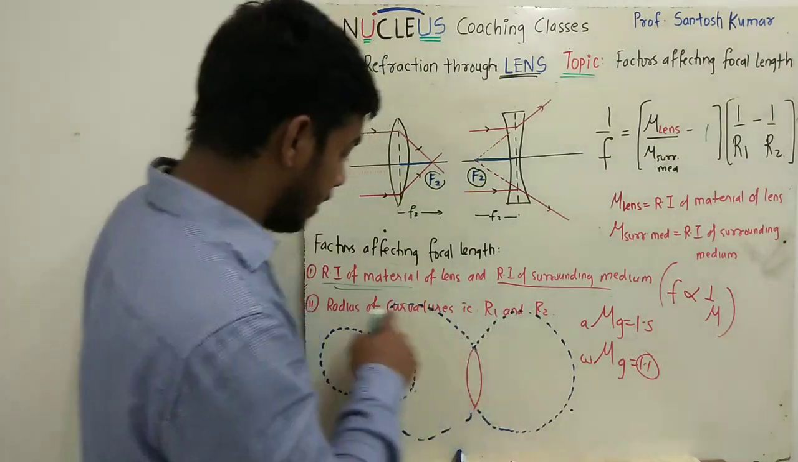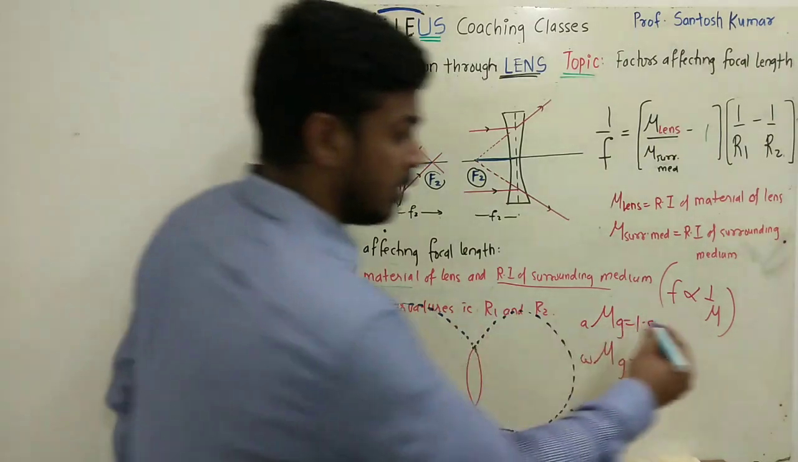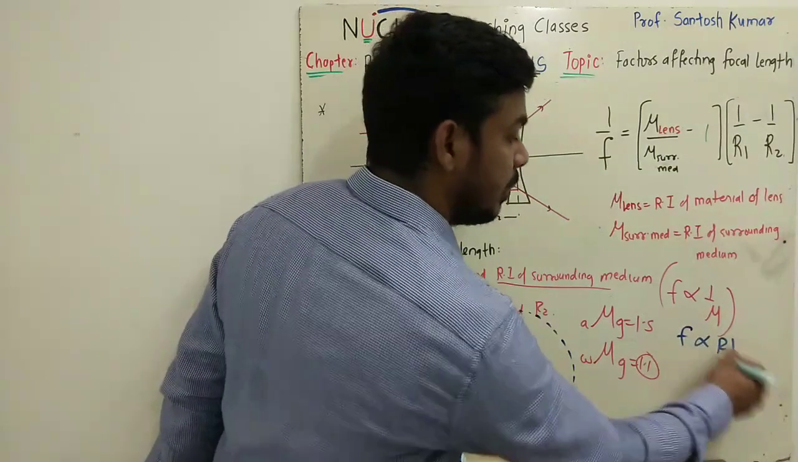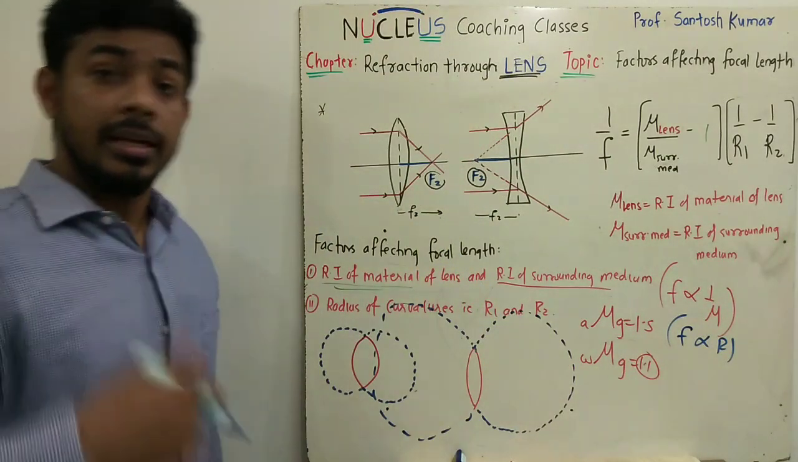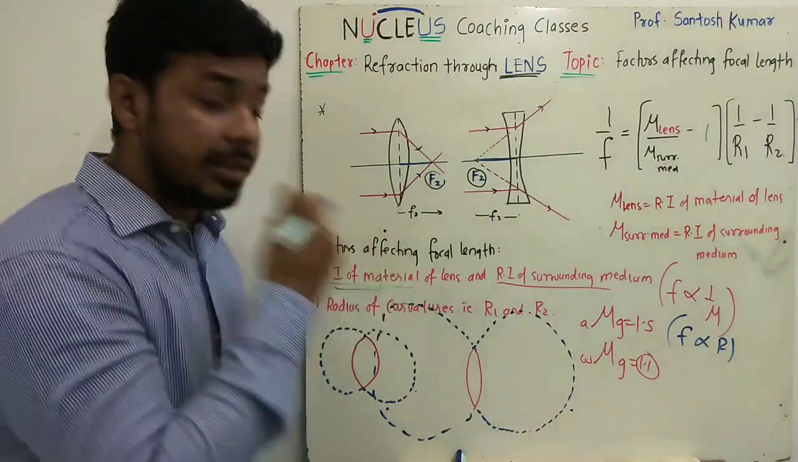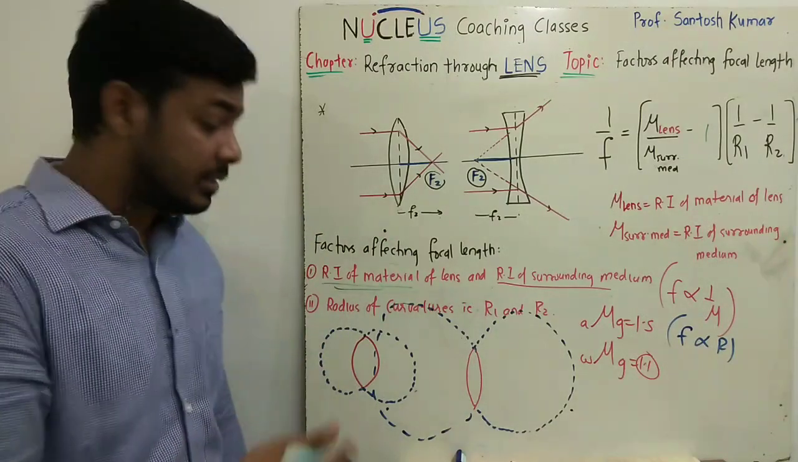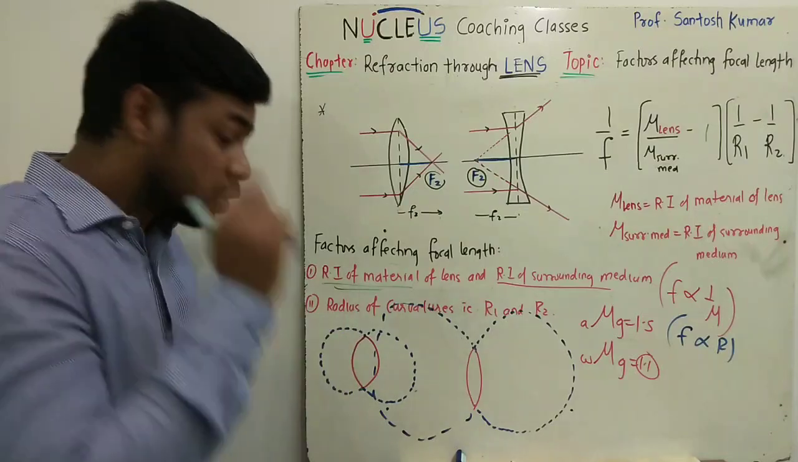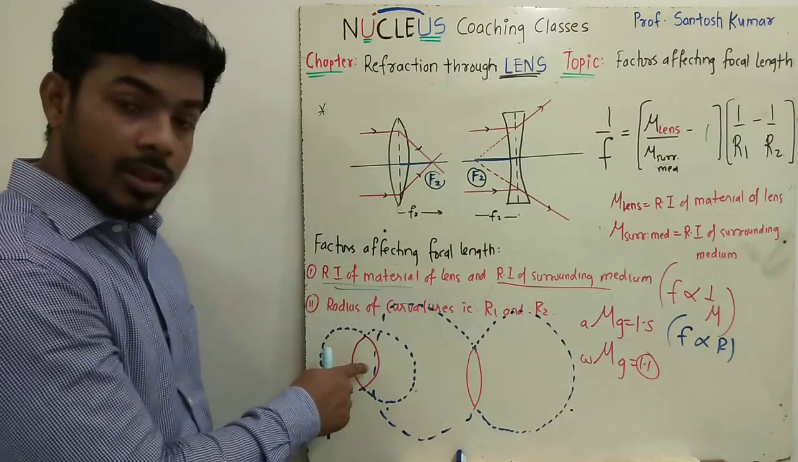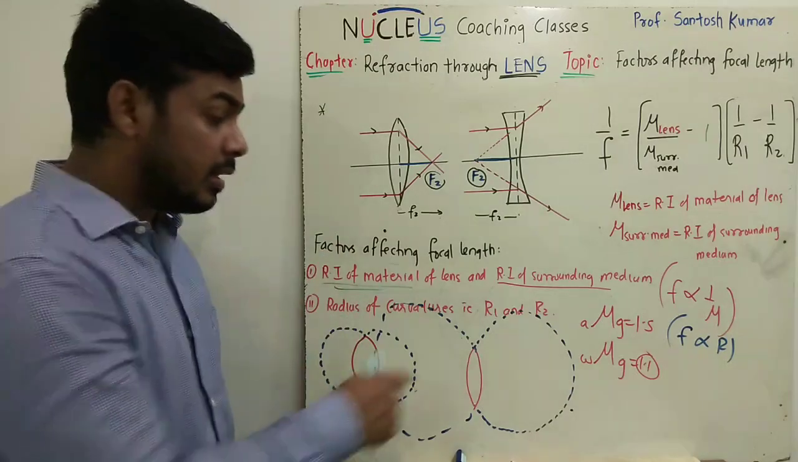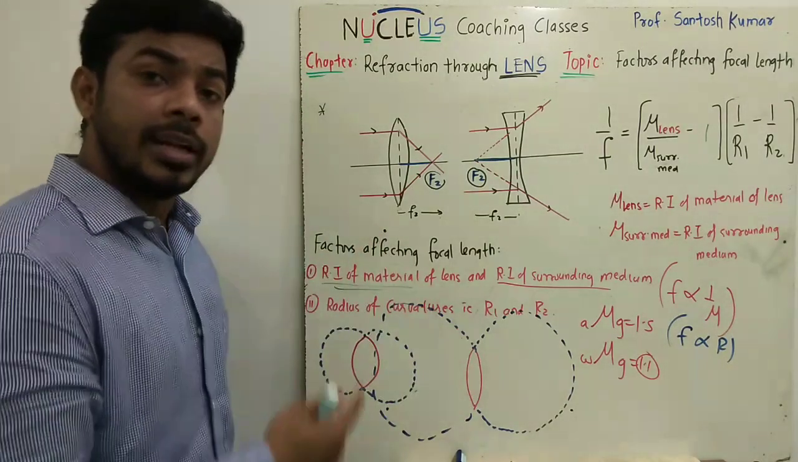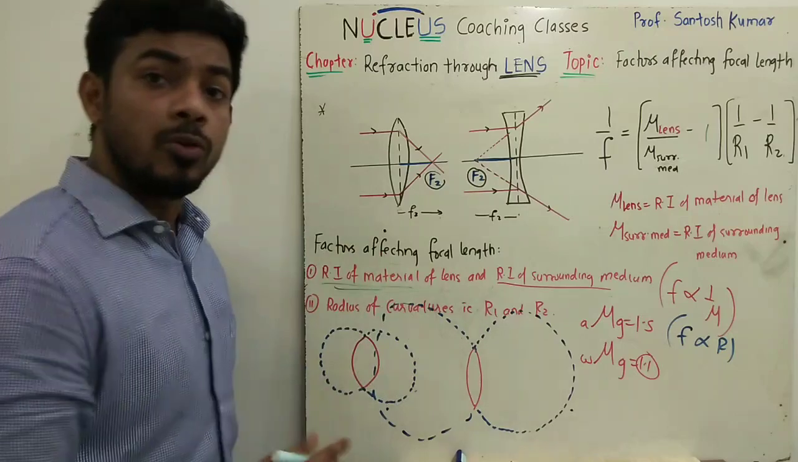If I talk about radius of curvature, the focal length of a lens is directly proportional to the radius of curvature. Greater the radius of curvature, greater will be the focal length. And if I talk about thin or thick lens, a thicker lens has a short radius of curvature, so it will have a short focal length. A thinner lens will have a long radius of curvature, so it will have more focal length.